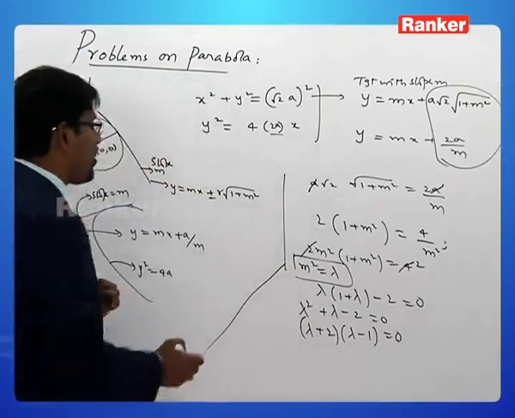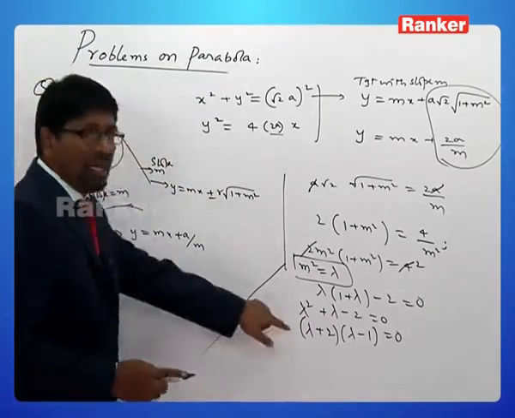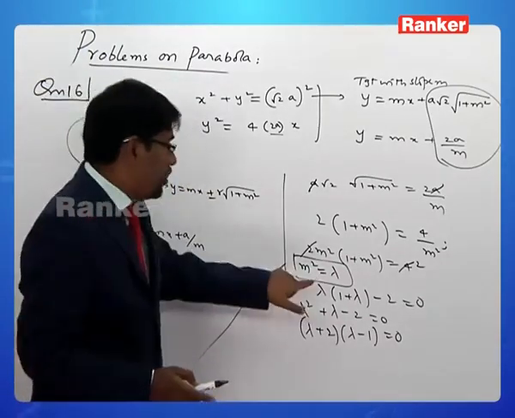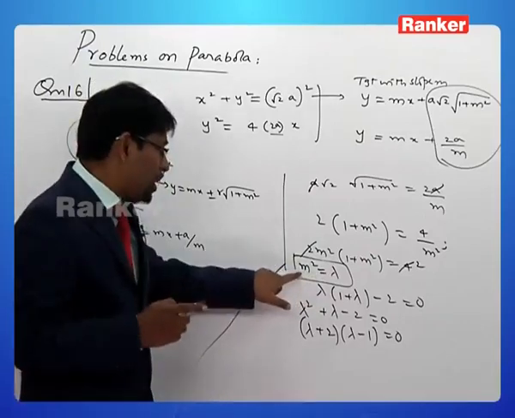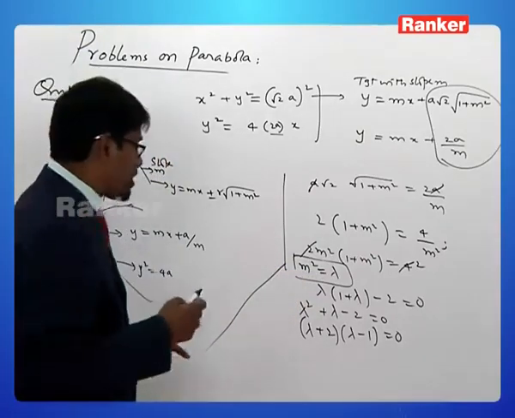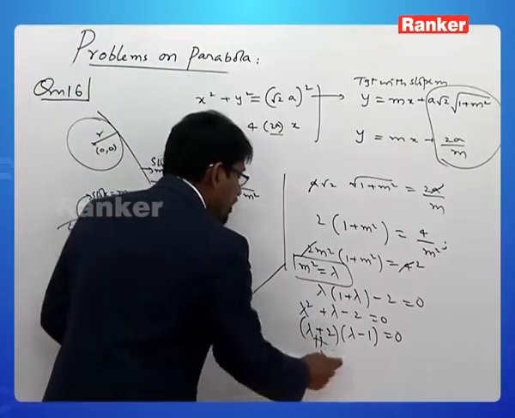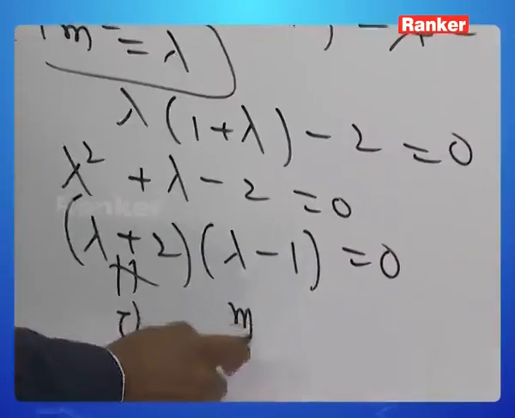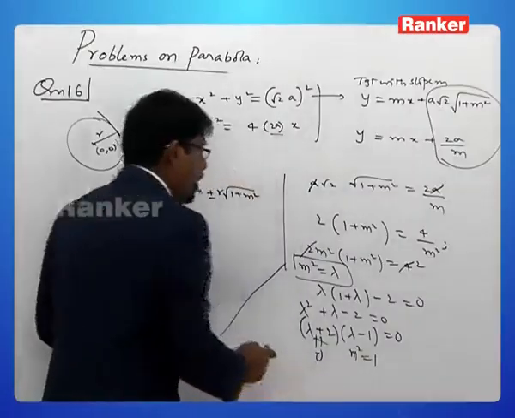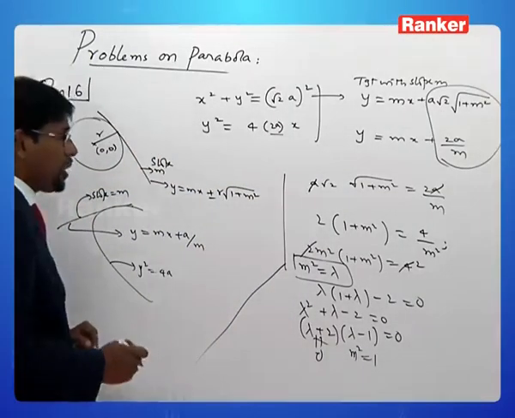So that gives us lambda to be, but lambda plus 2 cannot be 0, because if lambda plus 2 were to be 0, it means that m square plus 2 is 0, which is never possible for any real value of m. So this is not 0. So your m square has to be therefore 1. So m has to be therefore plus or minus 1.